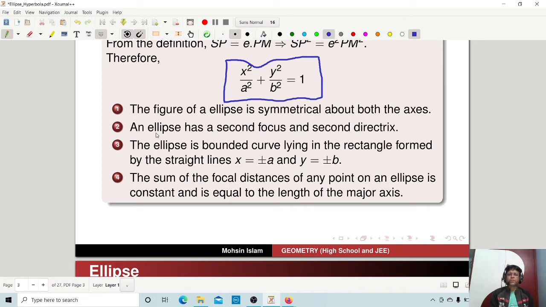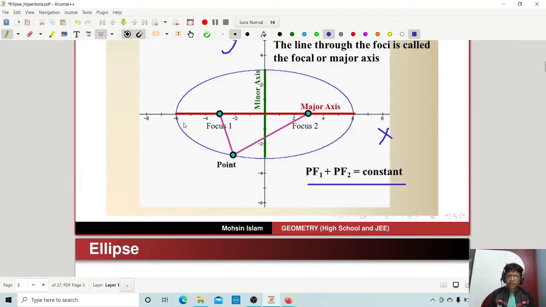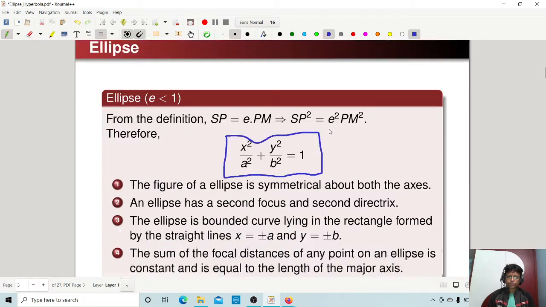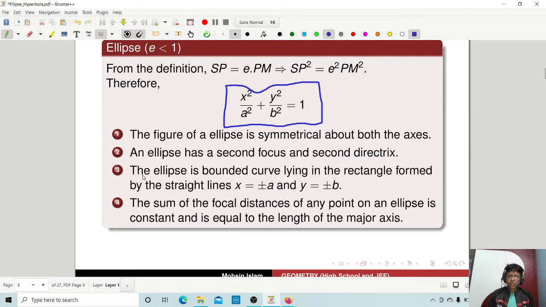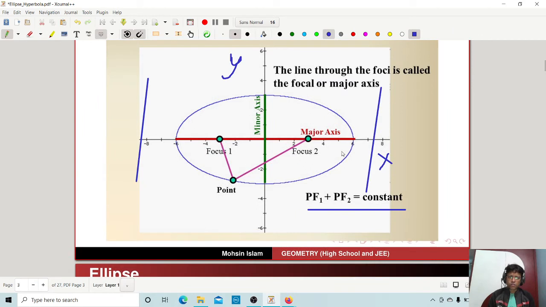So that's what was explained here. The figure of an ellipse is symmetrical about both the axes. An ellipse has a second focus and second directrix. Obviously, if you have focus 1, focus 2, on this side you might have a directrix, and on this side also you have a directrix. So you have two directrices and two foci. So the ellipse is a bounded curve lying in the rectangle formed by the straight lines x equal to plus minus a and y equal to plus minus b. It is also an interesting fact.